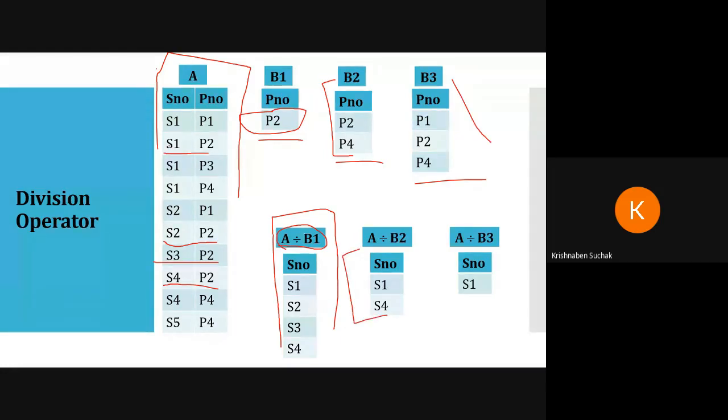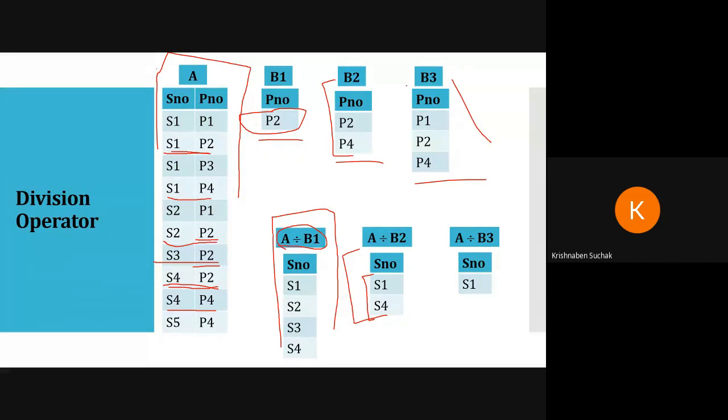Okay. That is S1, because S1 is having P2 and P4. Then S2, no, because S2 is only having P2. S2 does not have P4. S3, no, because S3 is also having only P2. S3 does not have P4. And other than that, S4, because S4 is having P2 as well as P4. Okay, so here the answer is S1 and S4 because both are having P2 and P4.